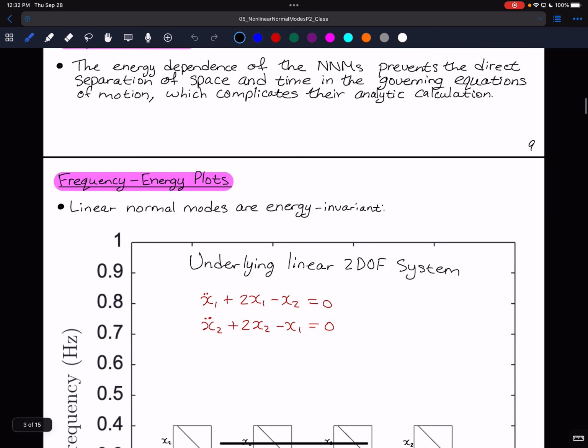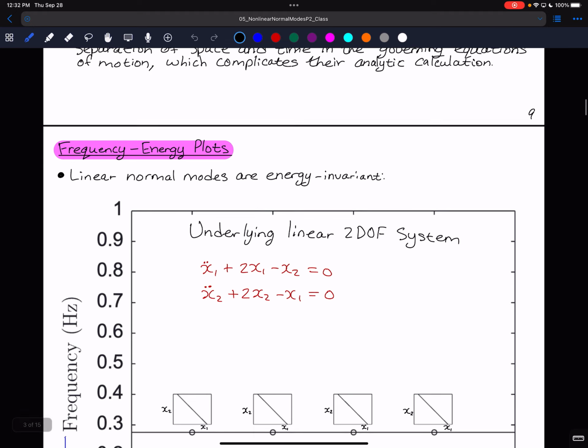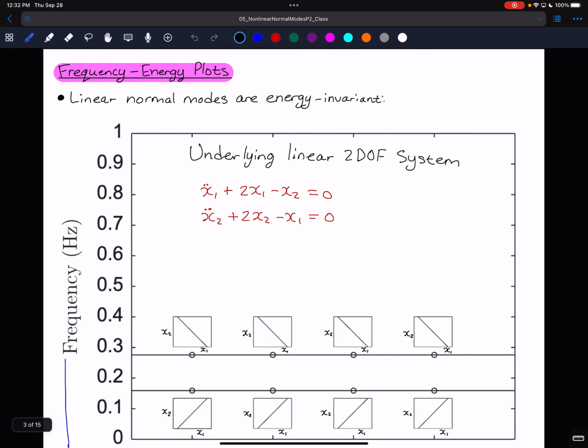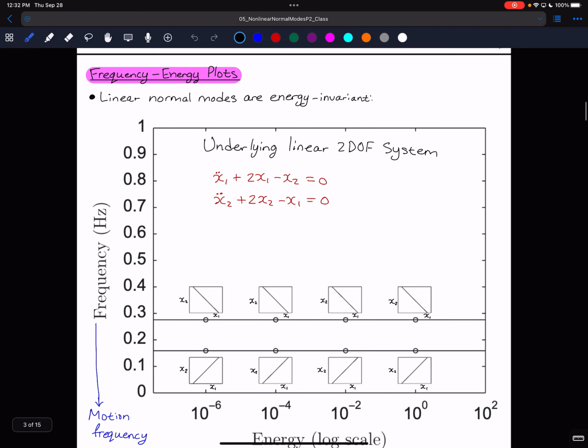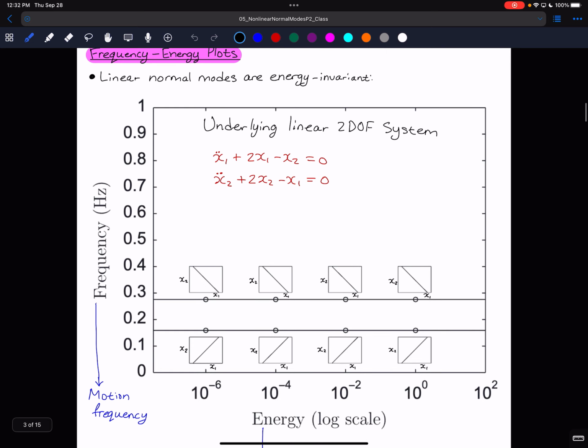All right, so we're going to take a look now at what are known as frequency energy plots. These are depictions of how nonlinear normal modes, how their backbone branches or frequencies change with respect to the energy in the system. What's shown here is just a linear system. It's the same system we looked at previously last time and in worksheet 2, with the nonlinear term just cut off and removed. So in that case, you have two linear normal modes, which are energy invariant, so they don't change with energy. And if we plot those on a frequency energy plot, we just get straight horizontal lines because their frequencies don't change.